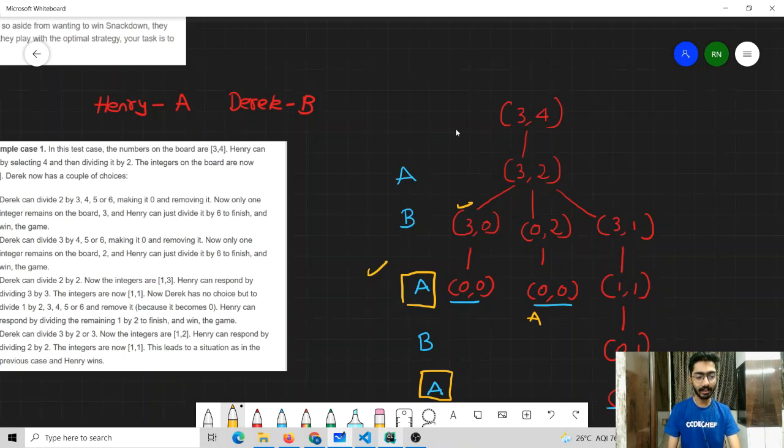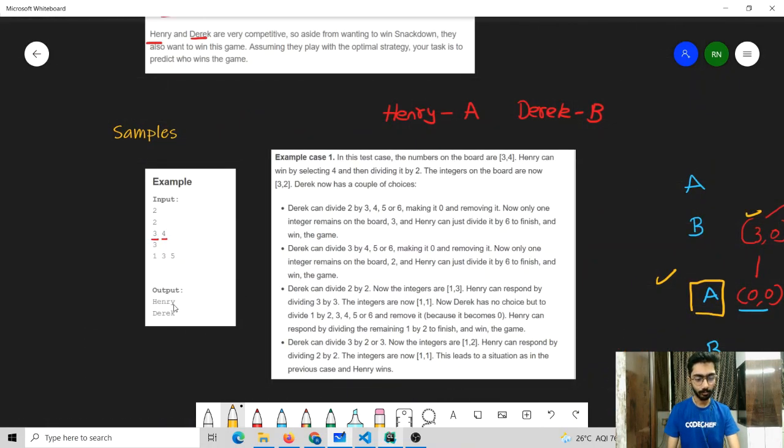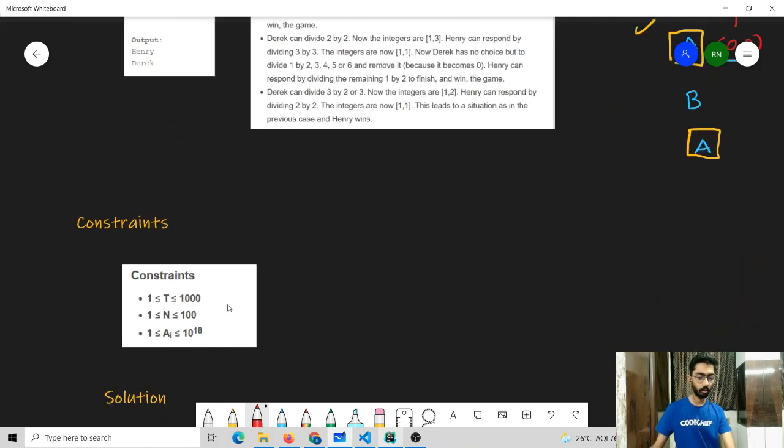Next, let us have a look at the constraints of this problem. For this problem, we might have up to 10 to the power 3 test cases, and in each test case, the value of n is between 1 and 100. That means we can be given up to 100 different numbers. And note that these A_i values are ranging from 1 to 10 to the power 18.